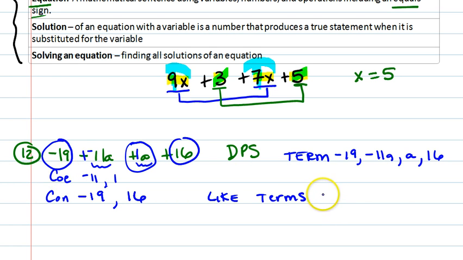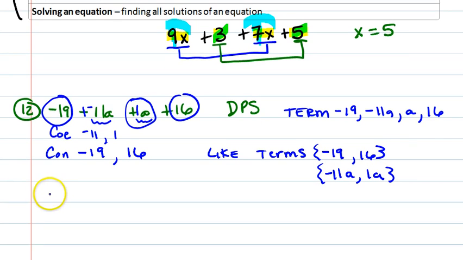Well, negative 19 and 16 have similar variable parts, as well as negative 11a and 1a. So these would be considered my like terms. Now let's rewrite our expression and simplify it.